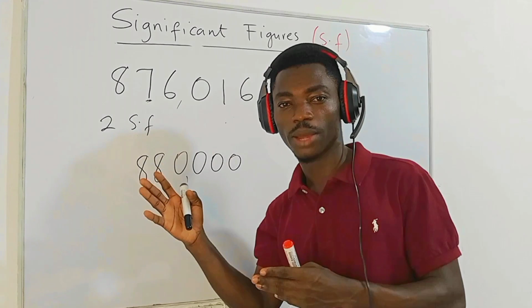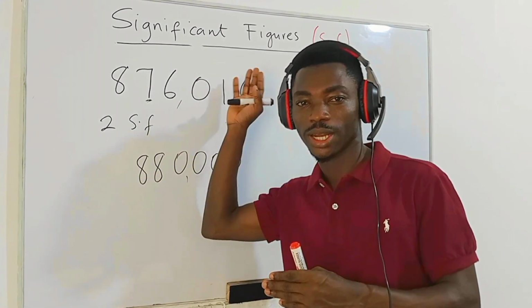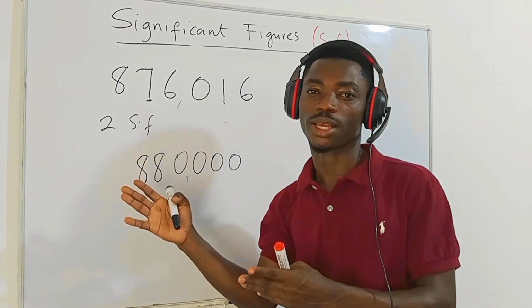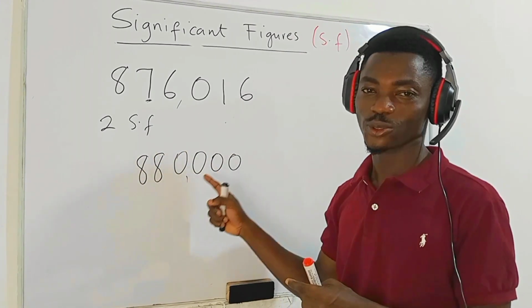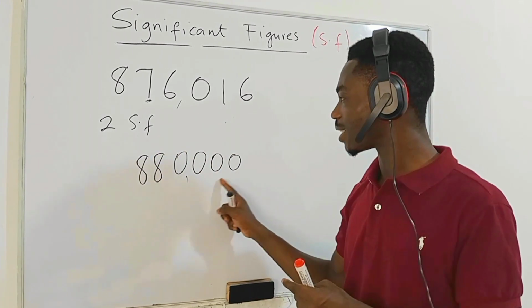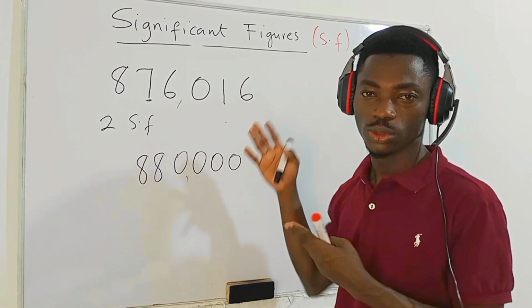Unlike the decimal numbers where we forget about all the numbers after identifying your significant figures, with this one, of course, you have to change all the digits that are remaining to zeros.